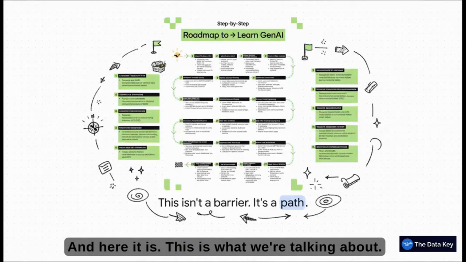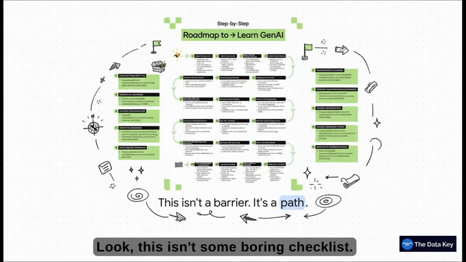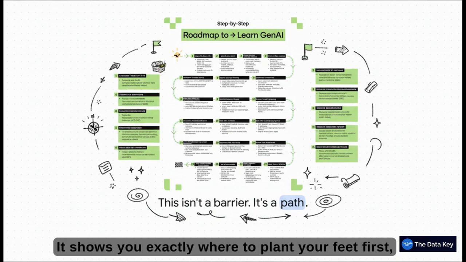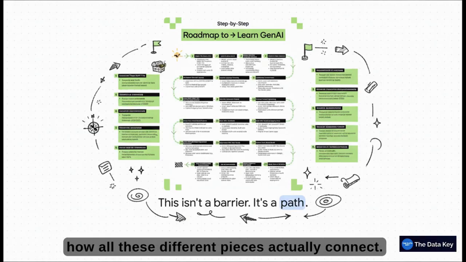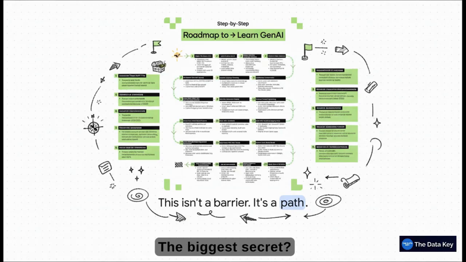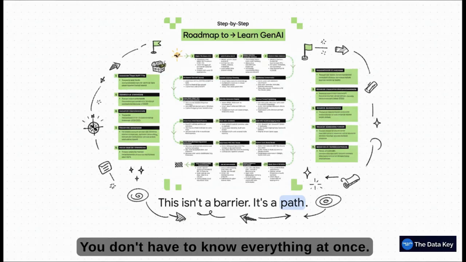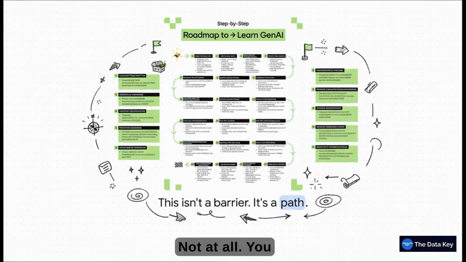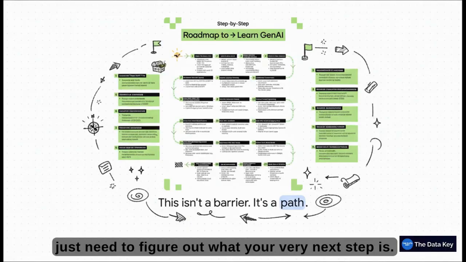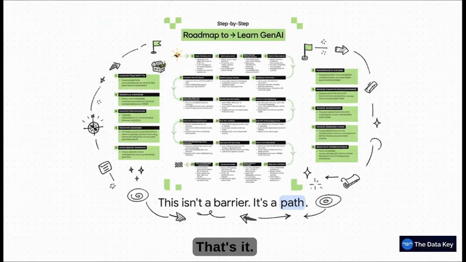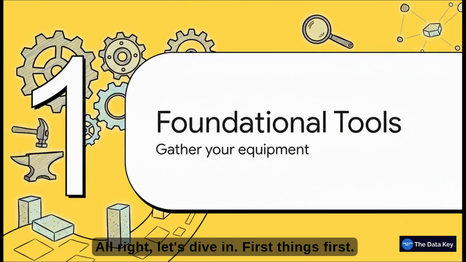And here it is. This is what we're talking about. Look, this isn't some boring checklist. Think of it as a guide for an epic quest. It shows you exactly where to plant your feet first, what to learn next, and maybe most importantly, how all these different pieces actually connect. The biggest secret? You don't have to know everything at once. Not at all. You just need to figure out what your very next step is. That's it. All right, let's dive in.